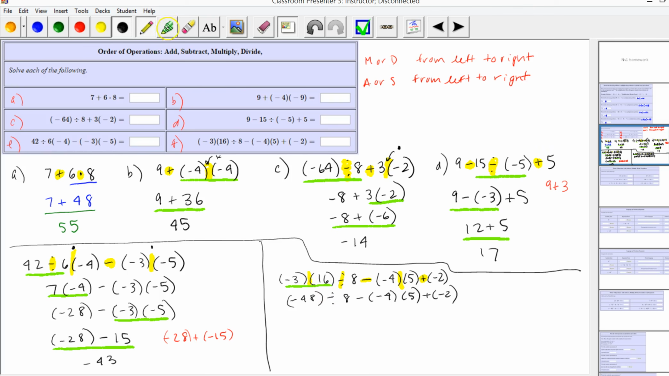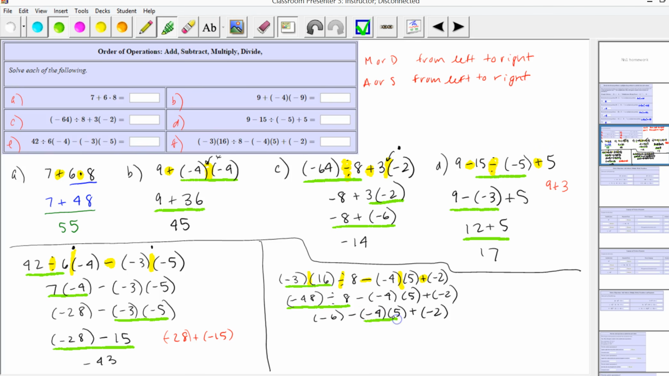Next, we have the division. So, divide their absolute values. 48 divided by 8 is 6. A negative divided by a positive is negative. So we have negative 6 minus negative 4 times 5 plus negative 2. Okay. Now, we still have multiplication left, so again, really focus on following this order of operations, or you might want to do that subtraction next.